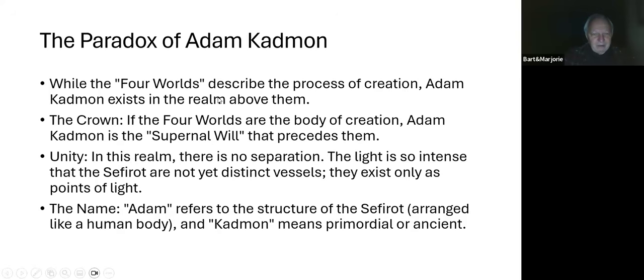The paradox here is while the four worlds describe the process of creating, Adam exists in the realm above them. If the four worlds are the body of creation, Adam is the supernal will that precedes them. So in this realm, there is no separation. The light is so intense that the Sephiroth are not yet distinct vessels. They exist only as points of light.